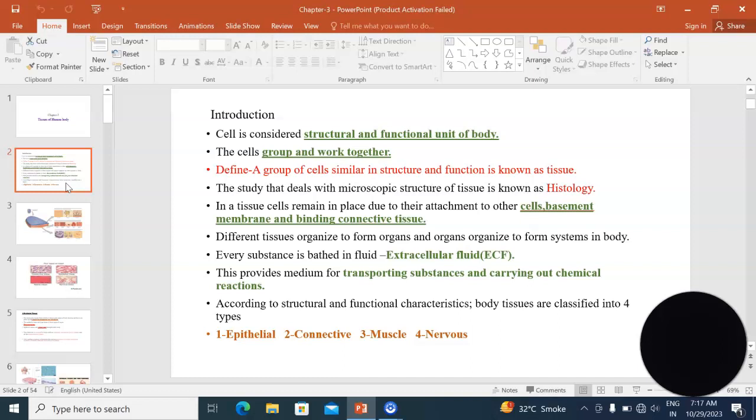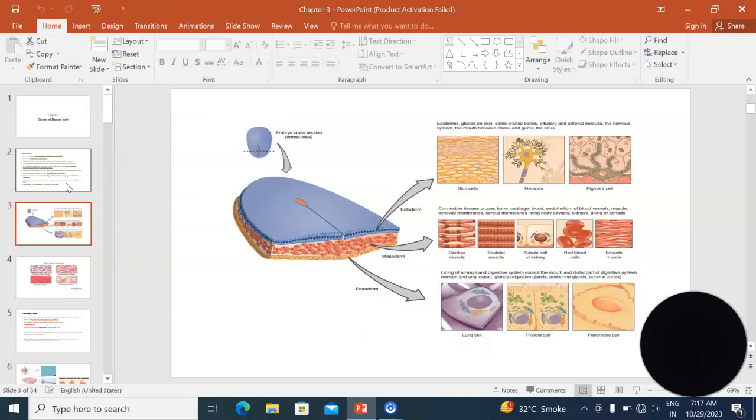All the substances of tissues are bathed or soaked in extracellular fluid for getting nutrients, etc. Also, these tissues help in transporting substances and carry out chemical reactions in the body. Next, moving towards the classification. Based on the same characteristics, structure and functions, the tissues of the body are divided into four different types: epithelial tissue, connective tissue, muscle tissue and nervous tissue.